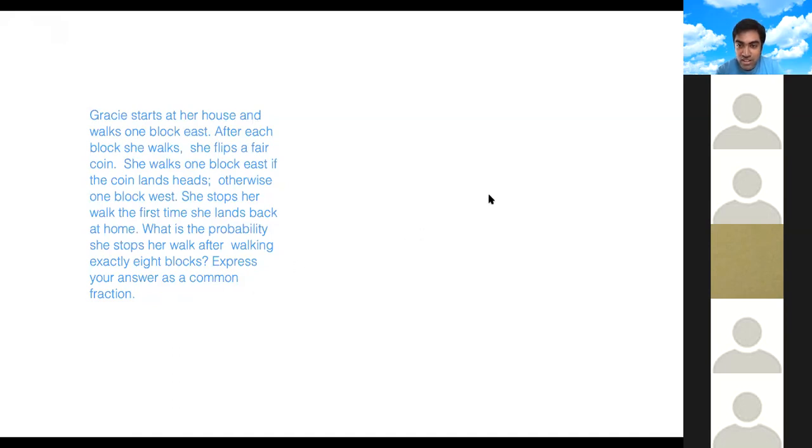Okay, I see a few different answers. This problem was harder than the others. 5 over 128 is correct. Pavan, can you explain?